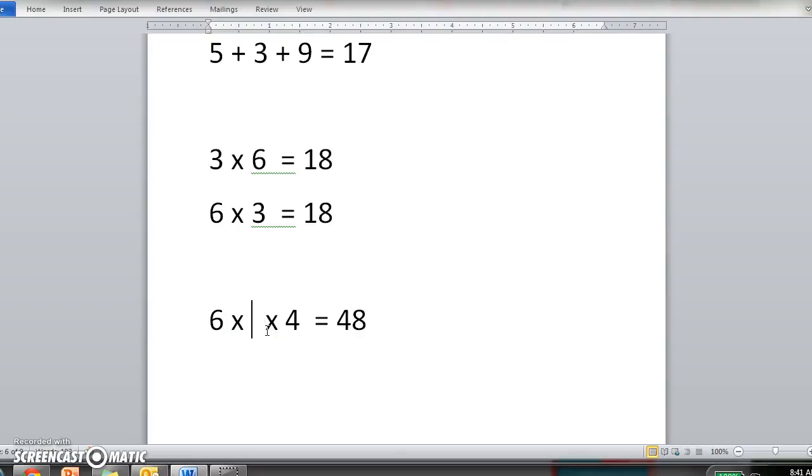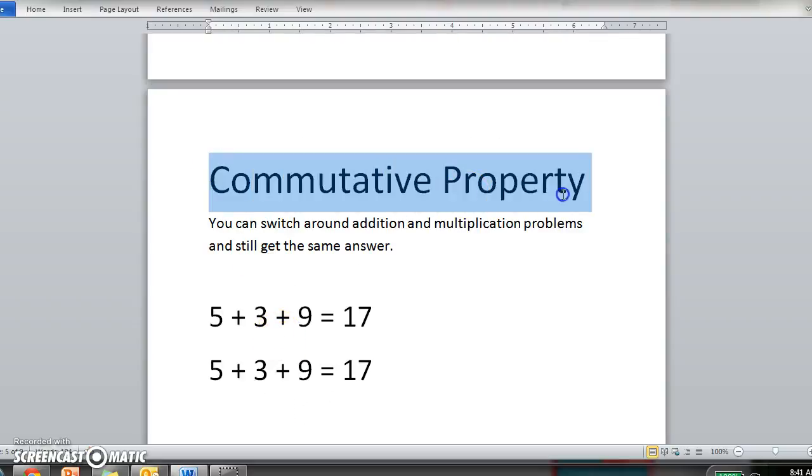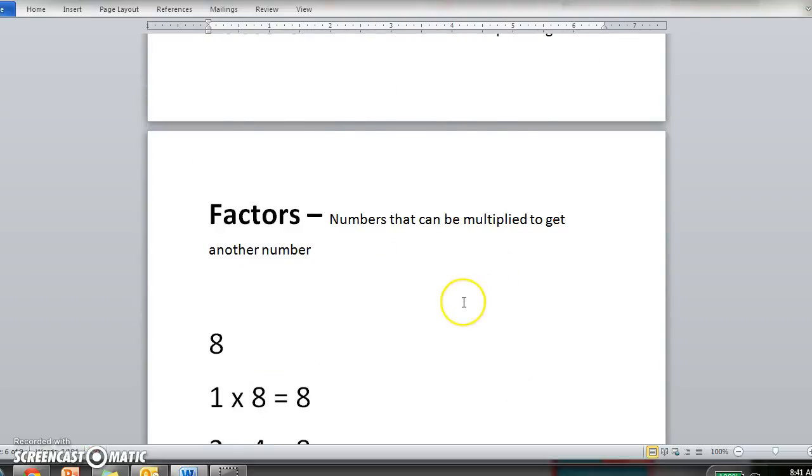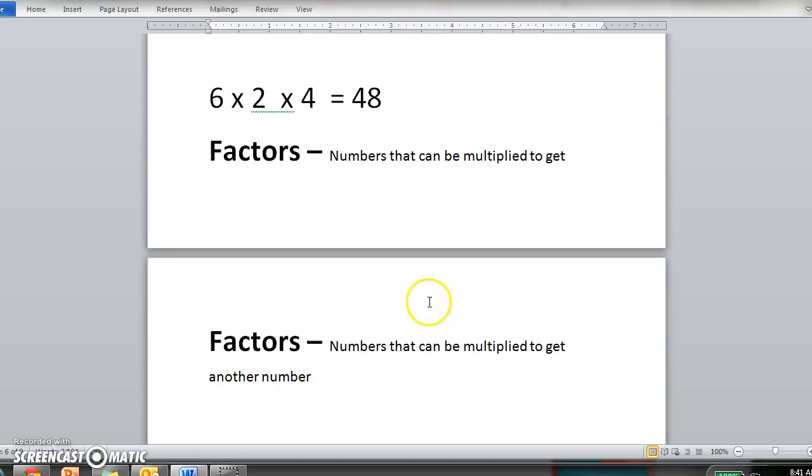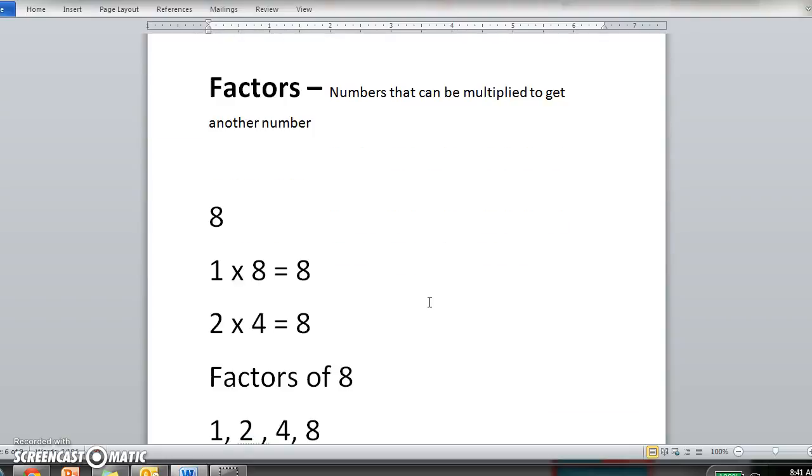6 times 2 times 4 equals 48. And that's all because of the commutative property. All right, so now I'm going to go down to factors.